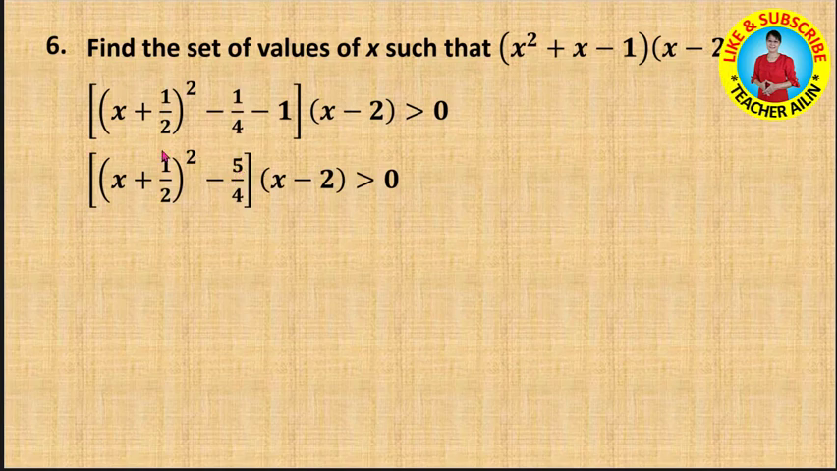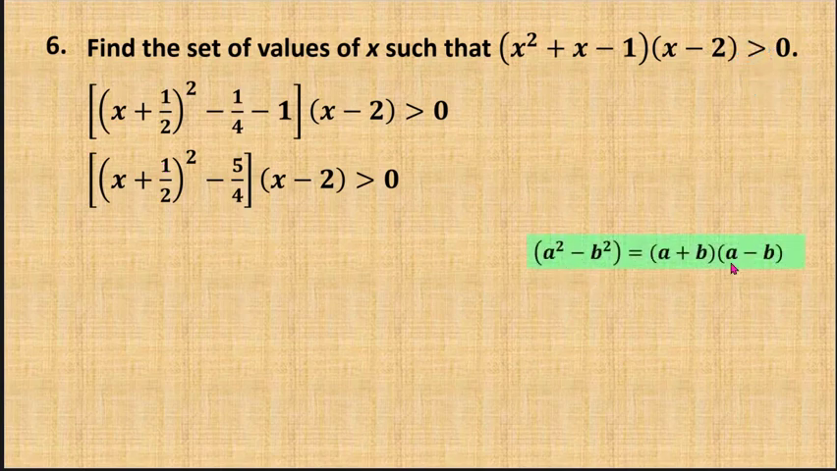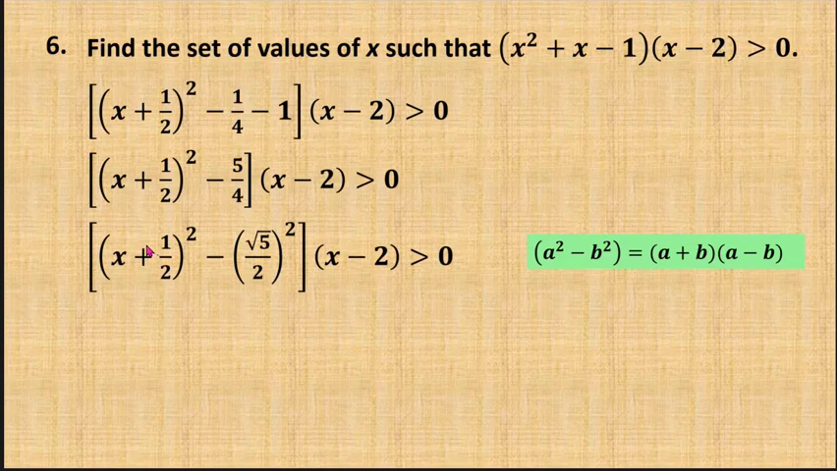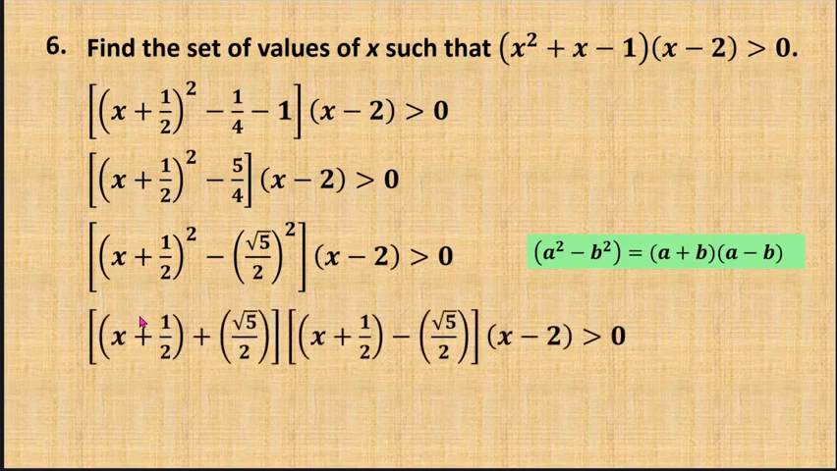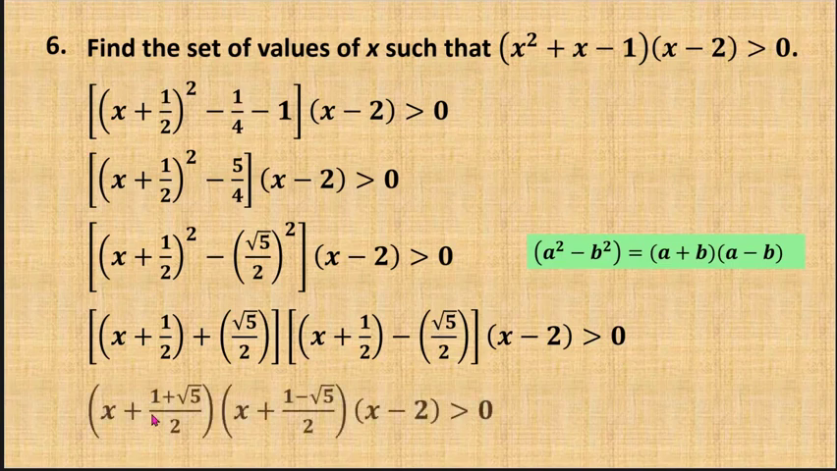After completing the square, I found that this quadratic factor can be factorized by using the formula here, where a is equal to x plus 1 over 2 and b is equal to square root of 5 over 2. So when I factorize, I got this one: a plus b multiplied by a minus b. After simplifying, I got 3 linear factors.